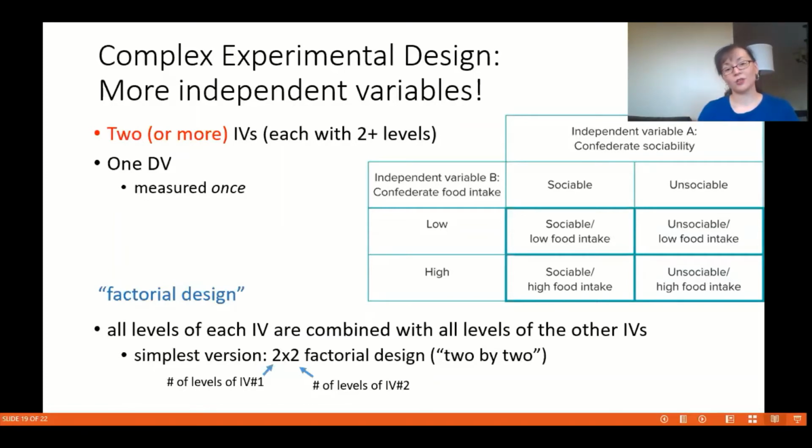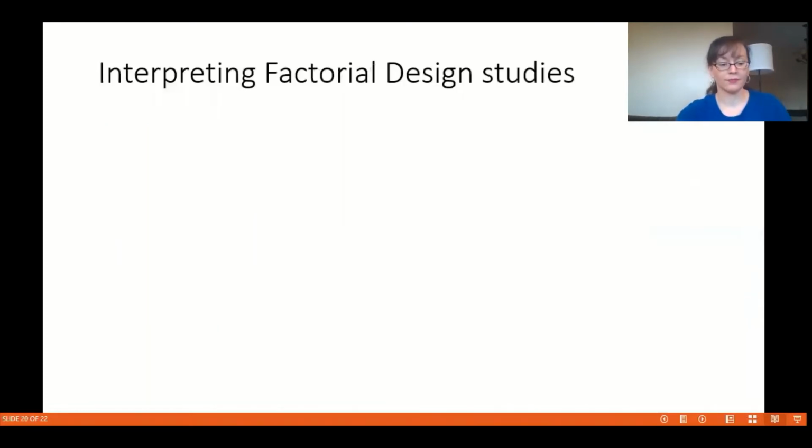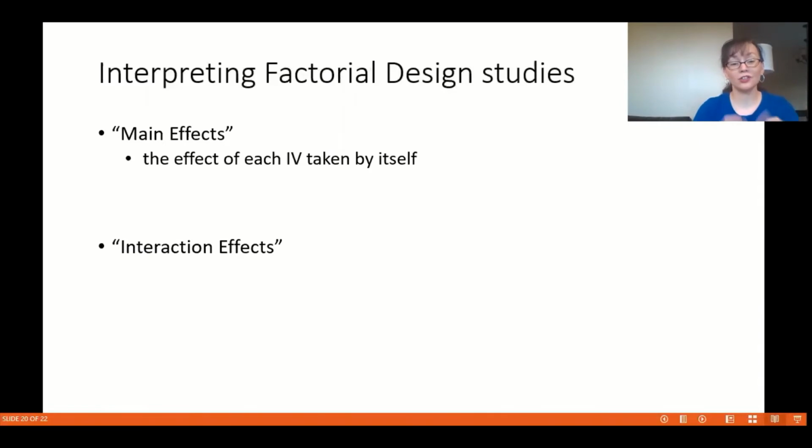And so when we're thinking about factorial designs, these particular kinds of designs are interesting in terms of how we can interpret these studies. There are 2 different kinds of results that we get from a factorial design. Because we have more than one independent variable, we can look at the result for just one of those variables, just the other of those variables, or both of them together. When we look at the effect of each independent variable on its own, just one at a time, we call those main effects.